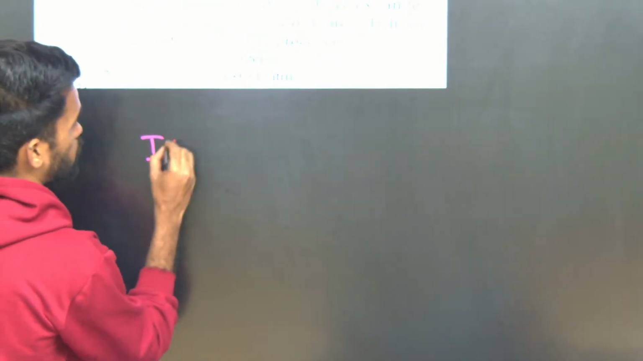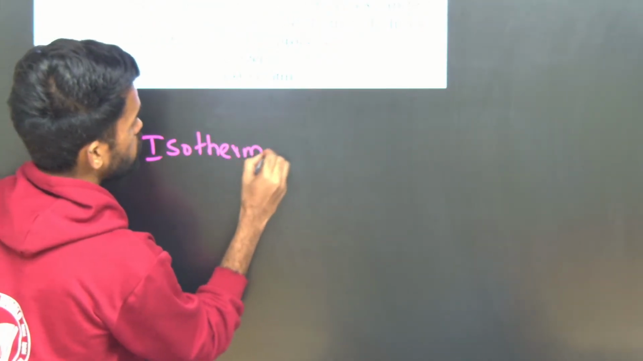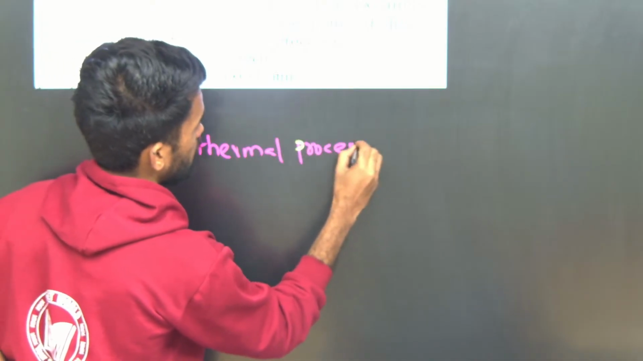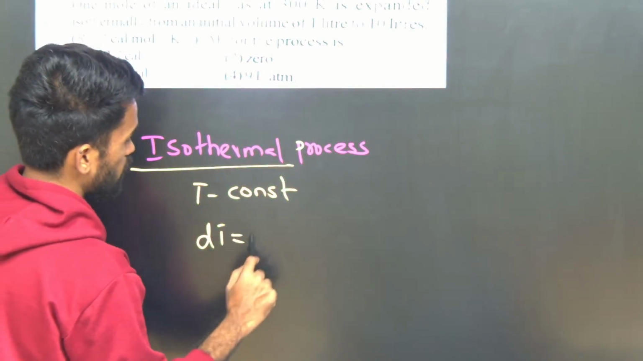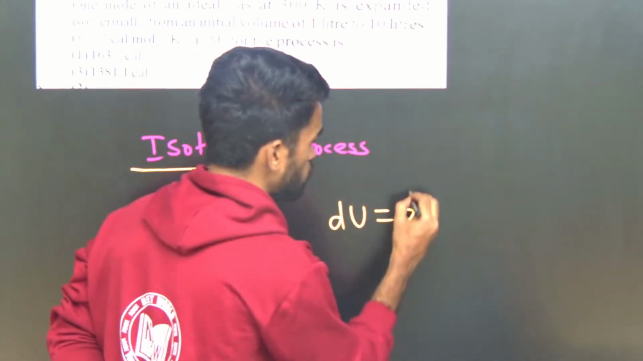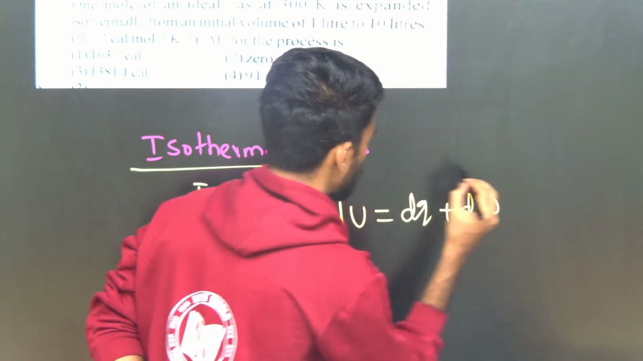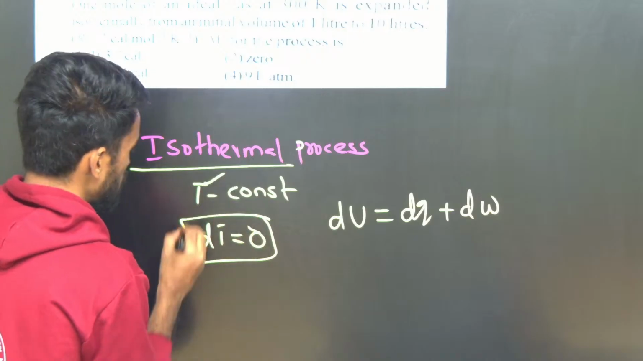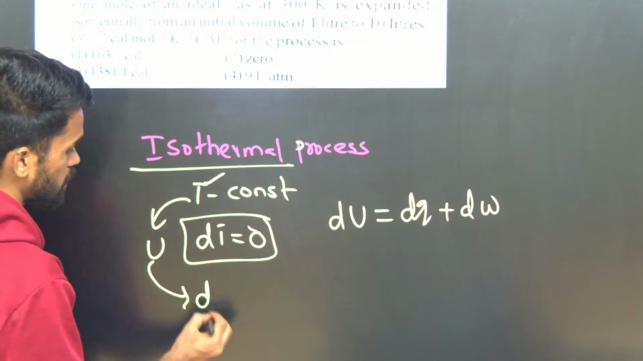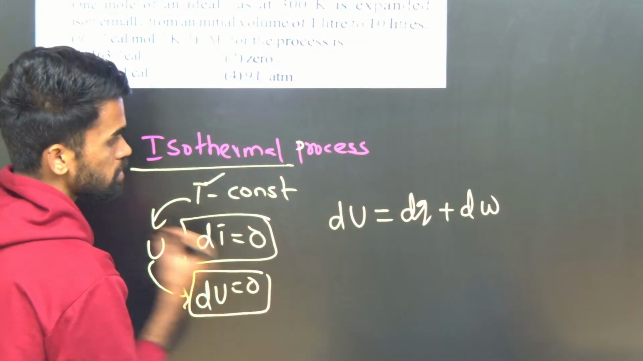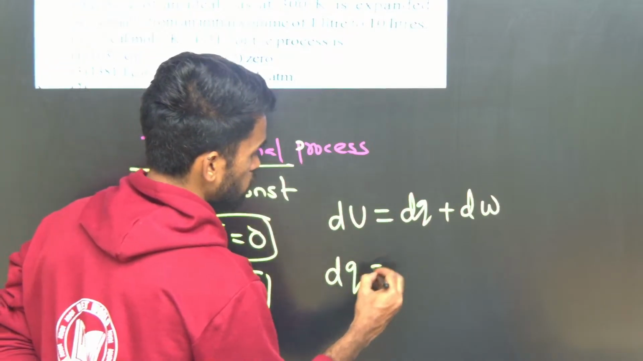When I say isothermal process, it means temperature is constant. Therefore, change in temperature will be 0. So here they will ask what the work done or the internal energy change will be. Simply, from the first law of thermodynamics, dU, the internal energy change, equals dQ plus dW. Since temperature is constant, internal energy also remains constant, therefore its change dU will become equal to 0. If dU is 0, then you can write dQ equals minus dW.